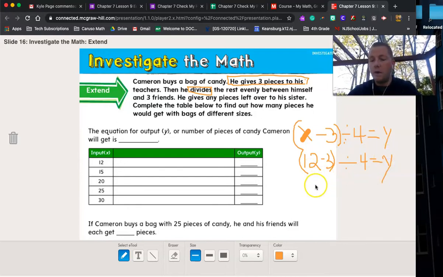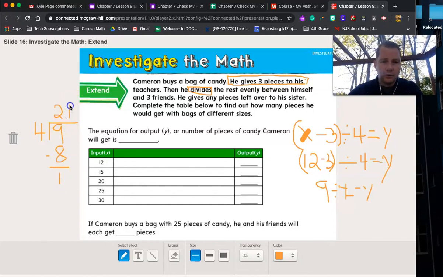So what's 12 minus 3? Come on, what's 12 minus 3? 9. Good. 9 divided by 4 equals our y. Okay, so let's do this. I'm going to have to do it over here. If I have 9, I put in my division symbol, I do 4. 4 times what is going to get me closest to 9? Well, I know 4 times 2 is 8, so that's going to get me close. I'm going to put my 8 here. 4 times 2 is 8. 9 minus 8 is 1. So I'm going to have 2 bags of candy, remainder 1.